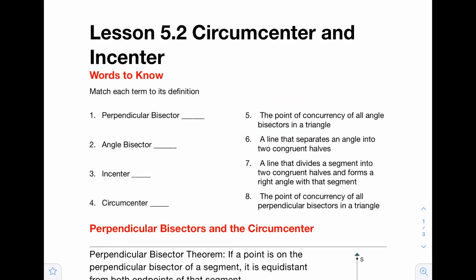So that's the last of our 4 centers of a triangle. The circumcenter is the intersection of all the perpendicular bisectors, and the incenter is the intersection of all of the angle bisectors.